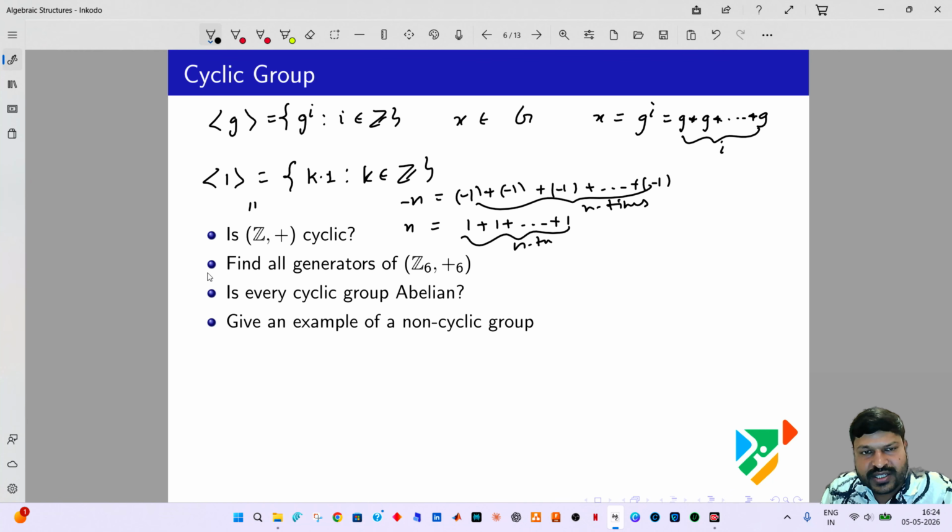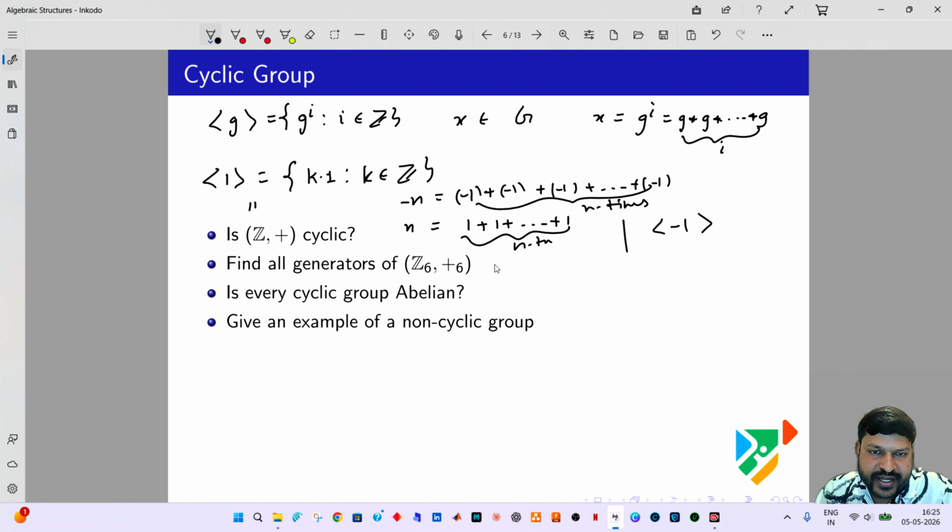So can you find another generator for Z plus? The other generator is minus 1. So if minus 1 generates 1, then it will generate any other element. How do you generate 1? Minus 1 times minus 1 will give you 1. Hence, it is able to generate all the elements.